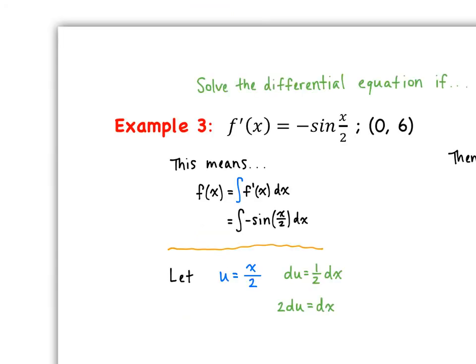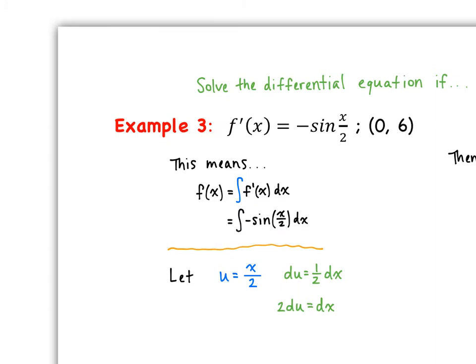These next couple of examples, we are going to solve the differential equation given what f prime is equal to and a point that it passes through. Okay, so remember, if we're solving a differential equation, that means we're solving for f of x, and if we're given f prime, f of x is just equal to the integral of f prime. So we're really solving the integral of negative sine of x over 2 dx.